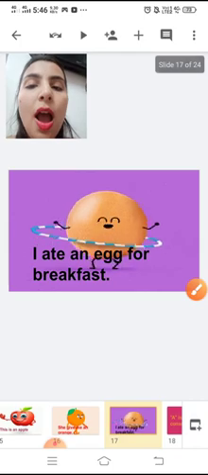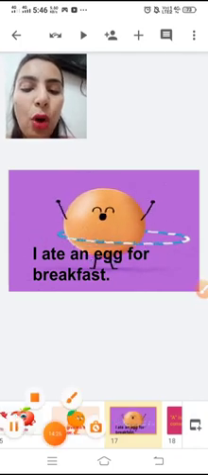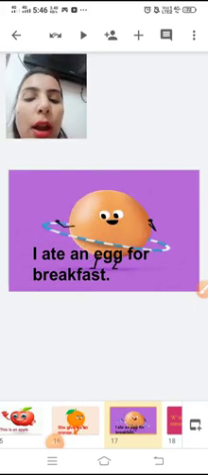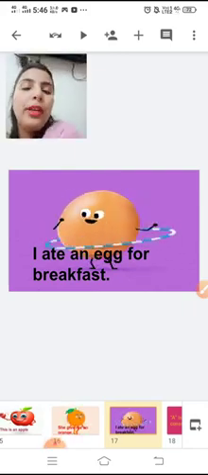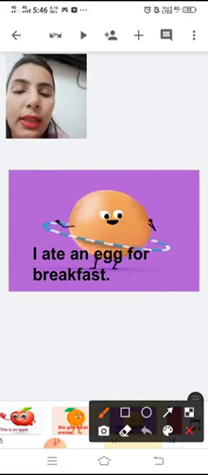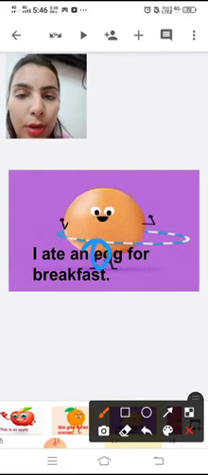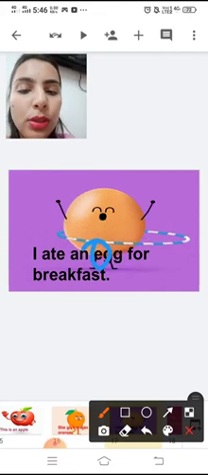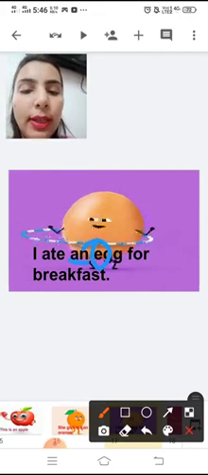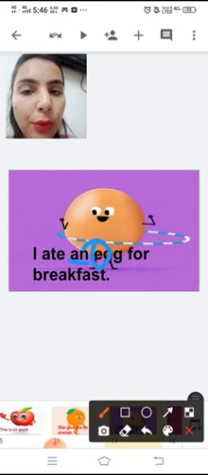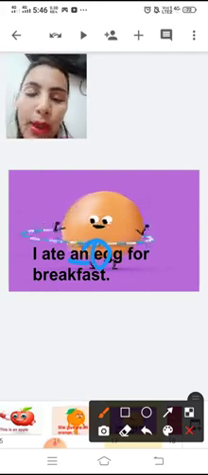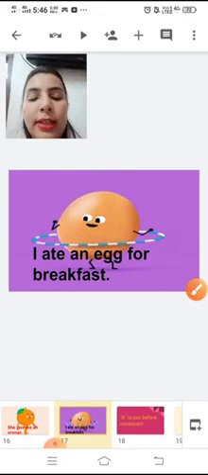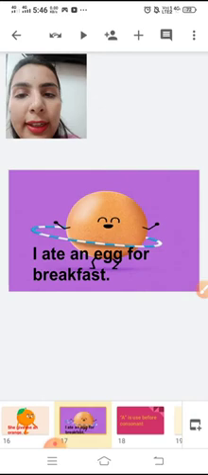Next is, I ate an egg for breakfast. Here we use N because the next word, which is the noun egg, starts with E. So here we use N, and it is also a singular countable noun. That is why we use N here. So these are some example sentences of article N.